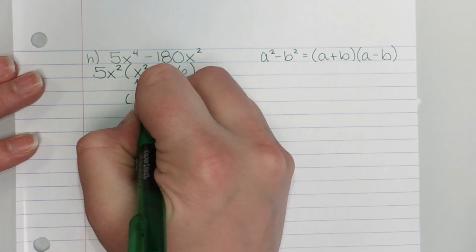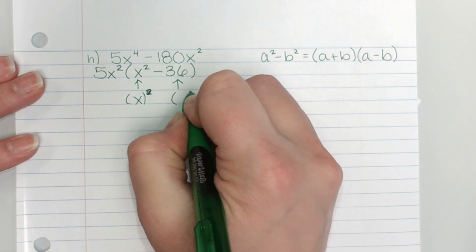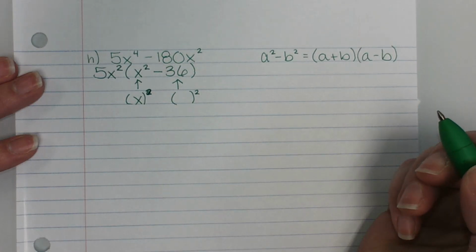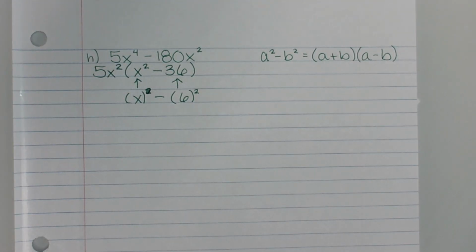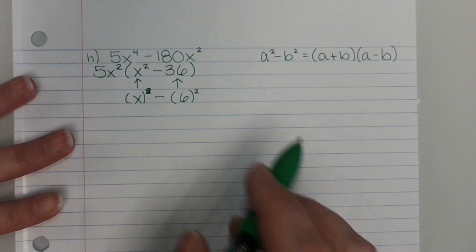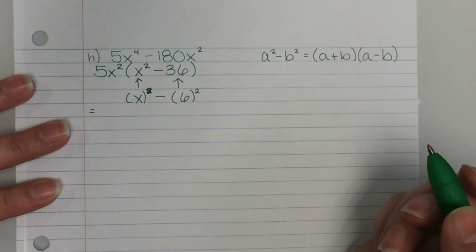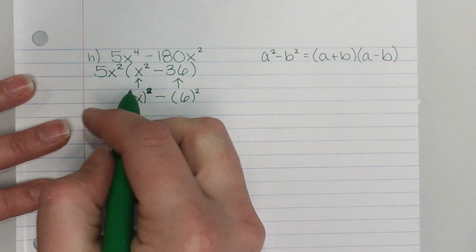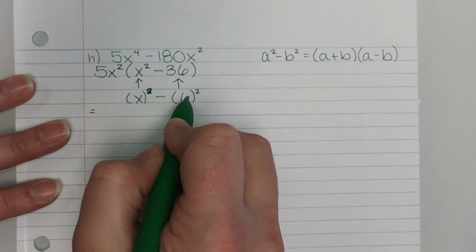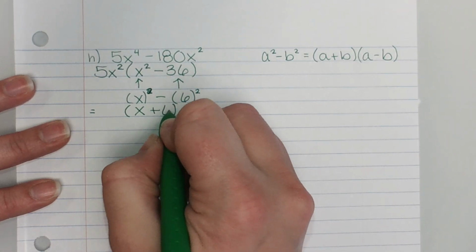What's a? X. What's b? 36. Oh, 6. 6 got squared, and it is a difference. Good going now. So, Kaylin, what's the factored form going to look like? So it says a plus b. This was a, this was b. So a is x, b is 6.